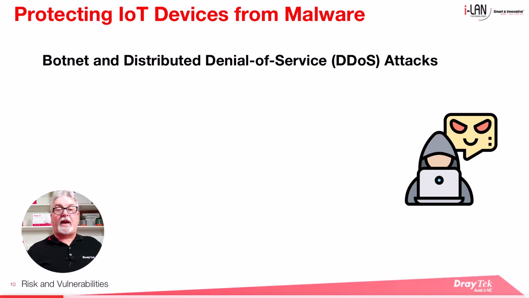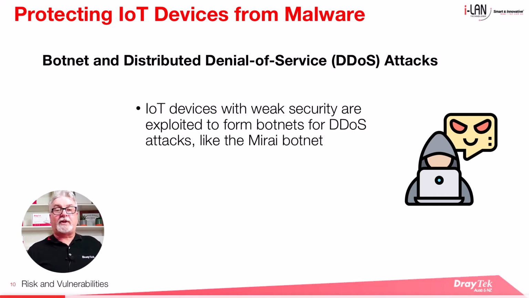Then we have botnet and distributed denial of service, that's DDoS attacks. IoT devices with weak security are often targeted and exploited to form botnets, which are then used to launch large-scale DDoS attacks. The infamous Mirai botnet, for example, exploited vulnerable IoT devices to carry out massive attacks.